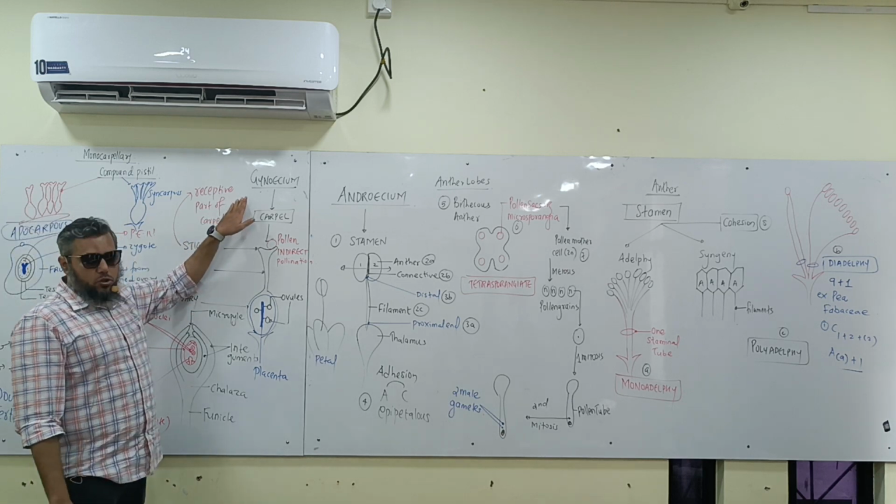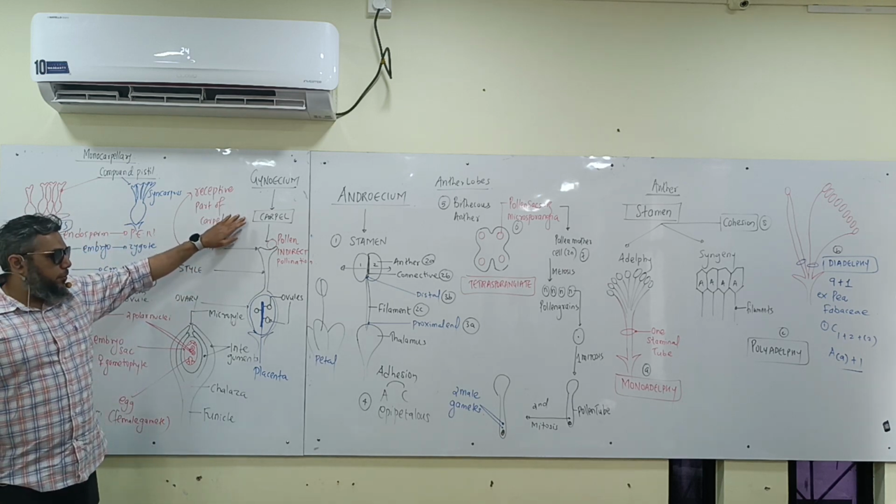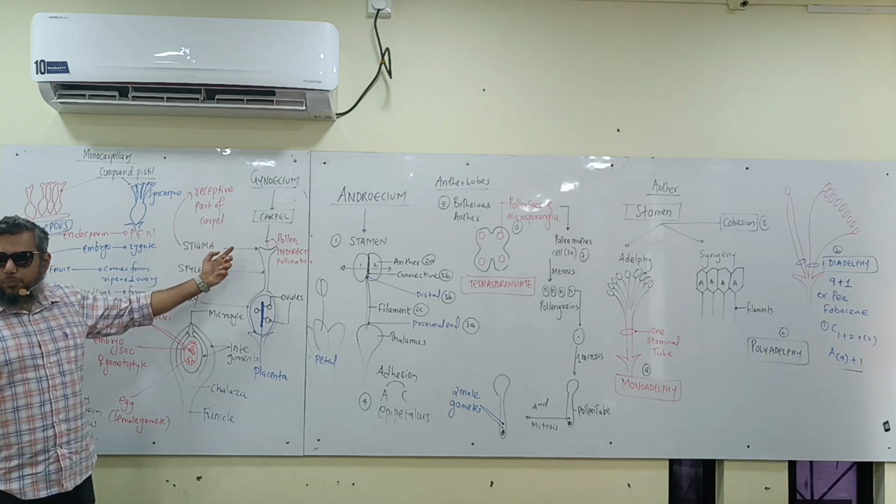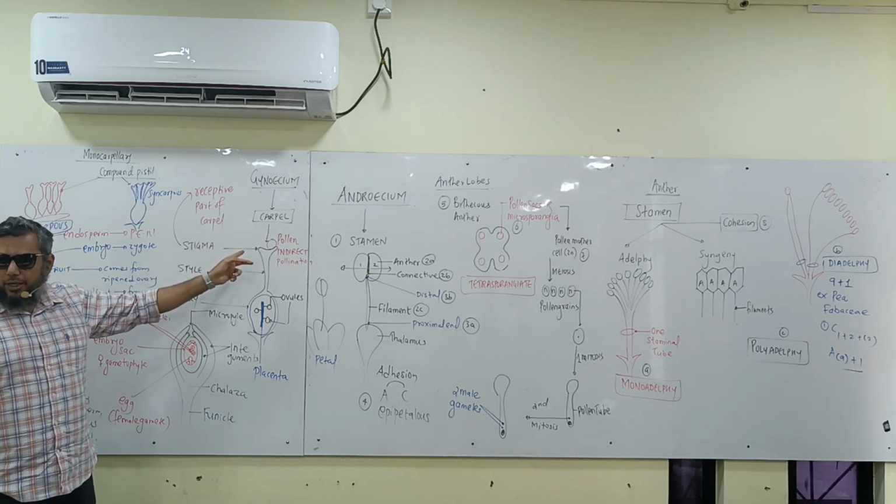The female reproductive whorl is called gynoecium. The gynoecium is made up of carpels. The carpel is made up of stigma, style, and the ovary. The stigma is the receptive part. It receives the pollen grain. This is called pollination.